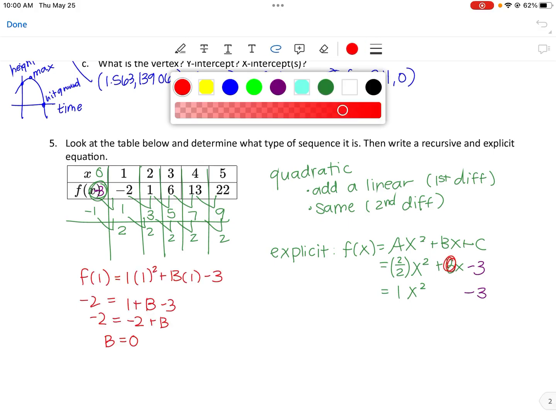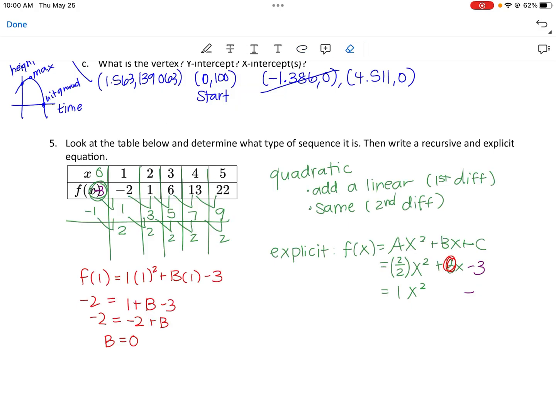So when we ask for your explicit equation, we end up getting f of x equals 1x squared, or you can just write f of x equals x squared minus 3. Okay.